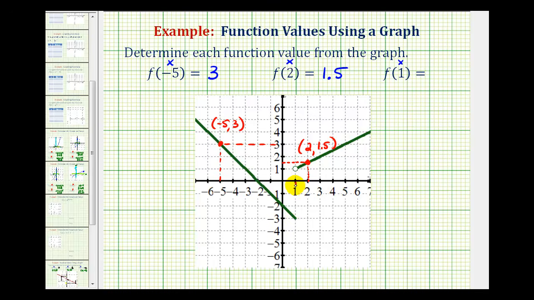So when x is equal to 1, we're actually down here on the function, and the corresponding y value we can see is negative 3. This point has an x-coordinate of 1 and a y-coordinate of negative 3. Therefore, f of 1 is equal to negative 3.